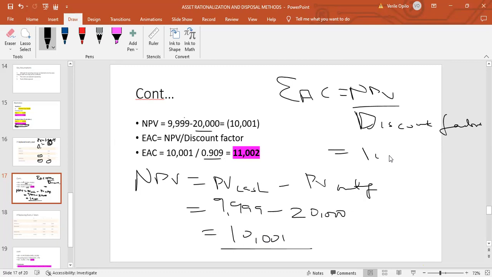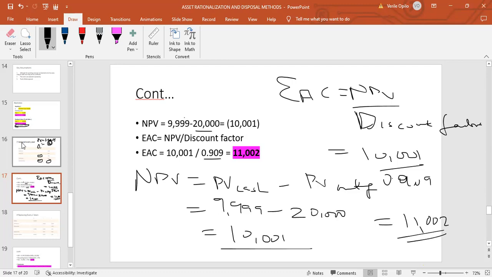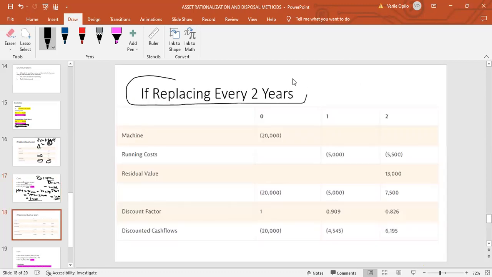In this case, we say 10,001 divided by 0.909. That one should give us an effective annual cost of 11,002. So that is if the company was to replace the asset every single year. So what if now, because we have two options, we either replace it every single year or we replace it after every 2 years.